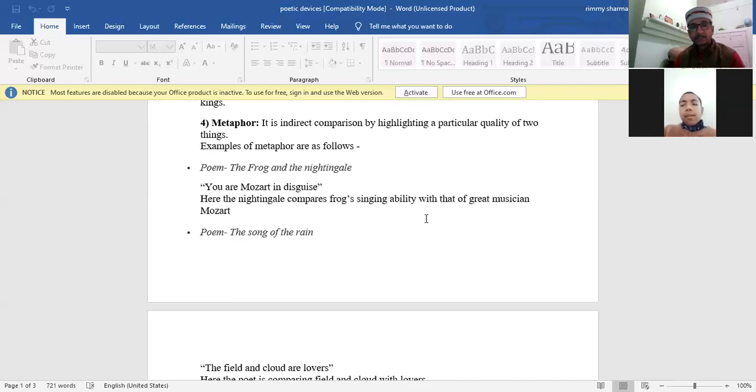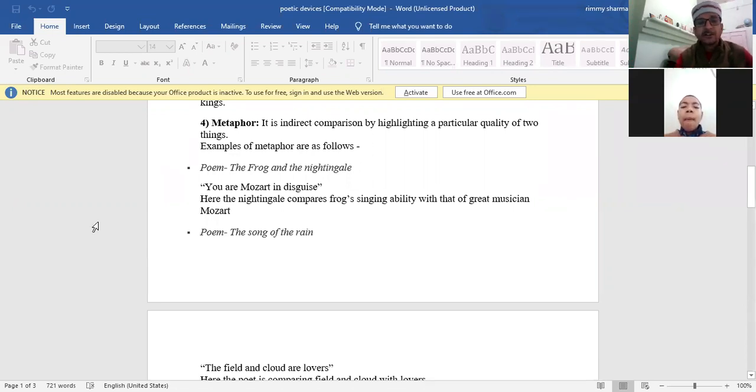Like, as I told you that day, he was a tiger in the fight. He and tiger are compared together. Compared how? In their bravery, in their courage. That is comparison. Fine. Such a comparison is called metaphor. It's quite used in poetry to explain comparison. Like in the poem Frog and the Nightingale, the poet explains, you are Mozart in disguise.